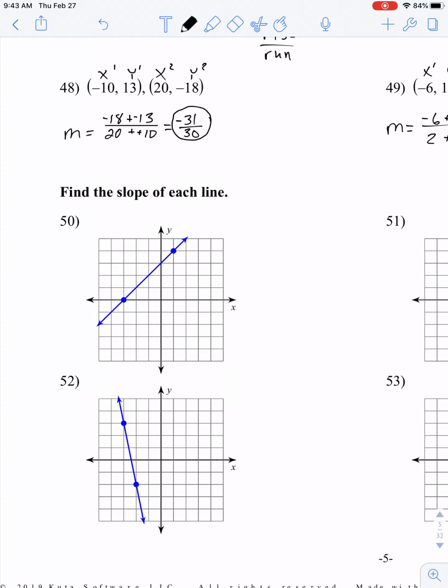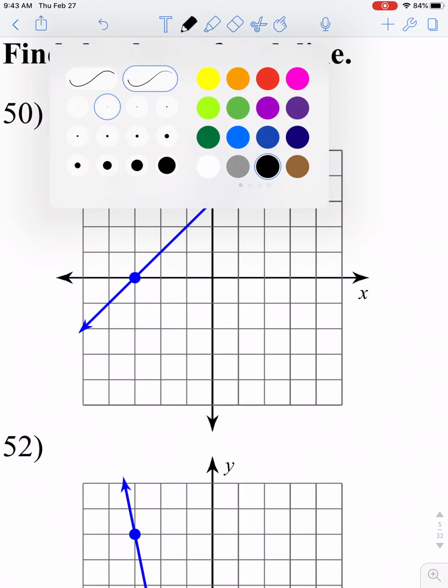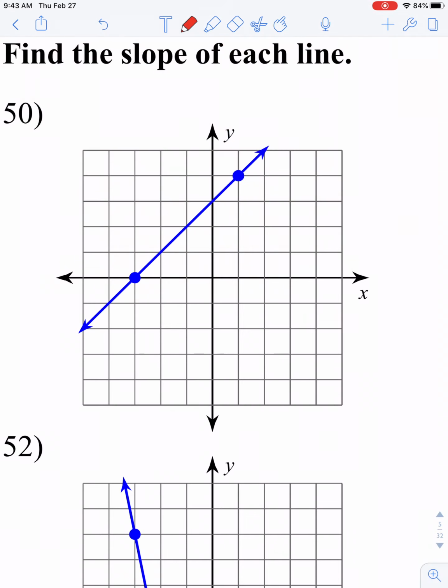So finding slope from a line, this is probably one of the more common ways that you have to find slope. The first thing you've got to do is recognize that this is where rise over run comes into play more often than not. So you're going from point to point. So in this case, the rise is 4. And the run is also 4.